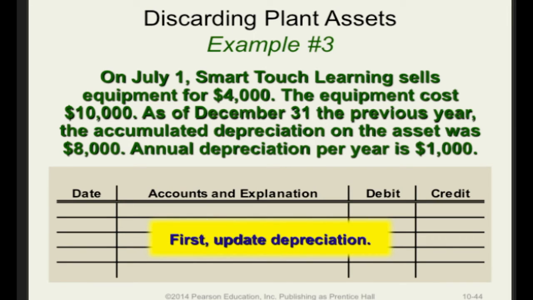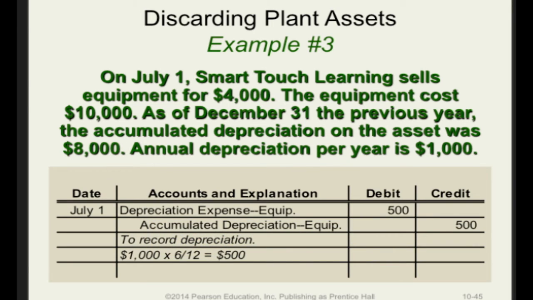First, because 6 months have passed since the last recording of depreciation, we must make an entry to record depreciation from December 31st to July 1st, 6 months. The computation is 1,000 times 1/2, or 6/12, giving us $500. The entry to record the additional depreciation will require a debit to depreciation expense for $500 and a credit to accumulated depreciation for $500. This will bring the accumulated depreciation balance to $8,500.